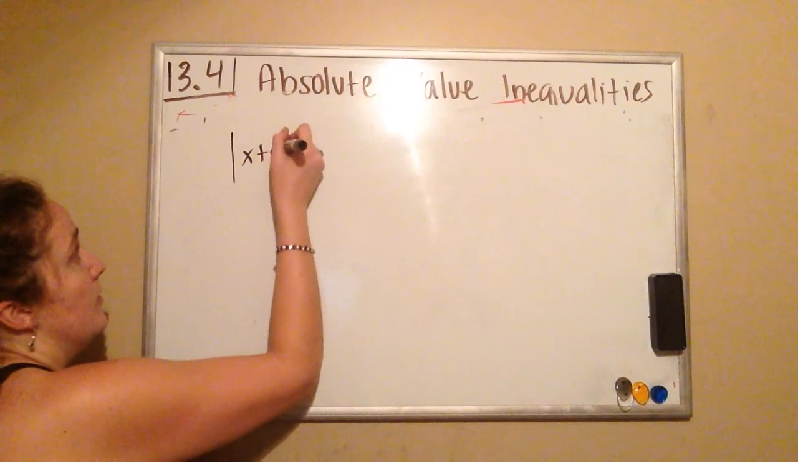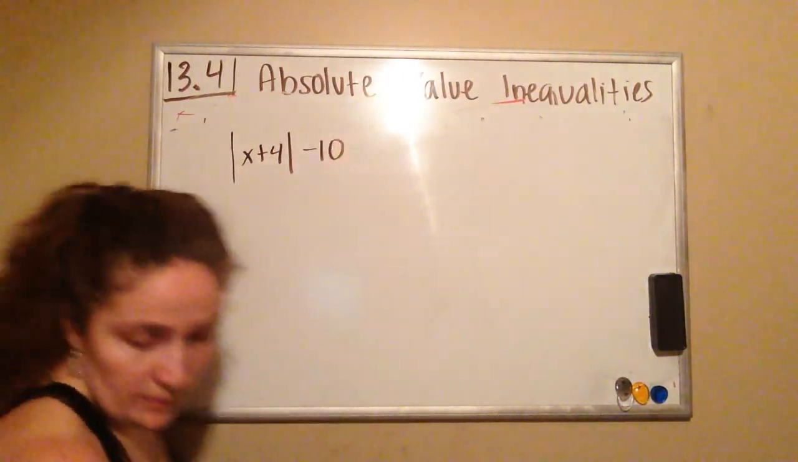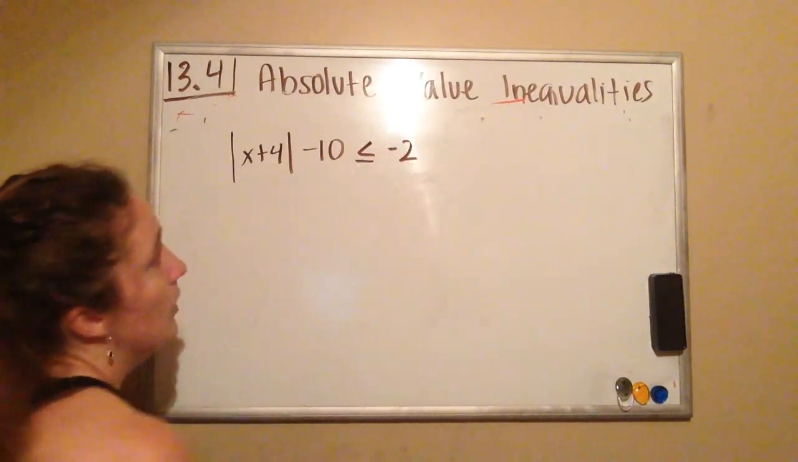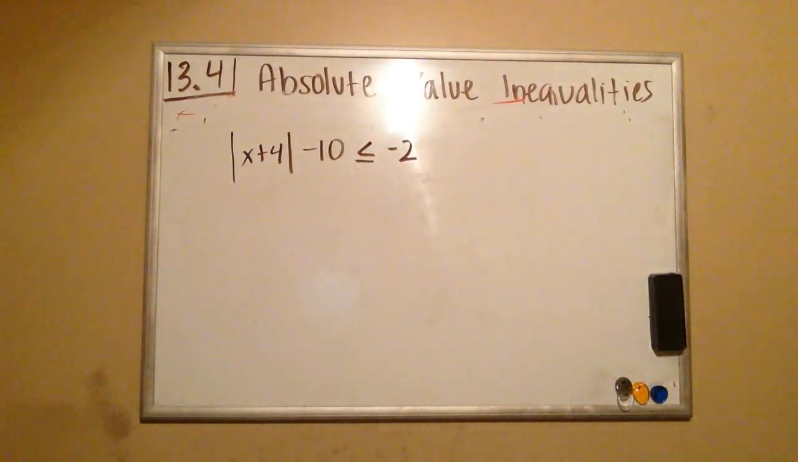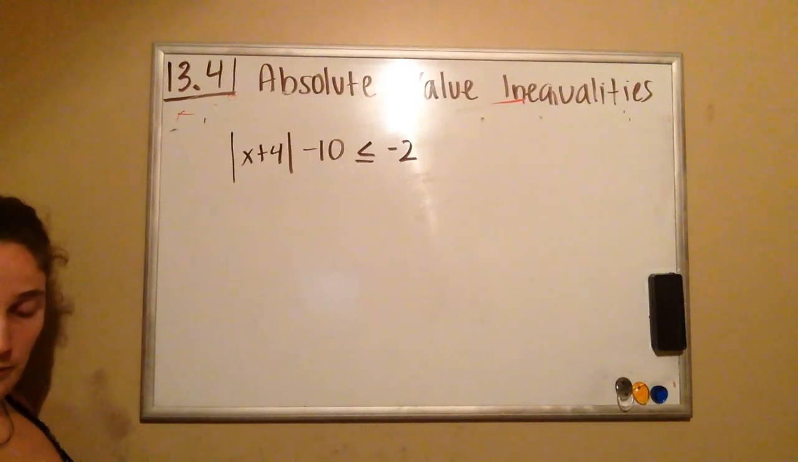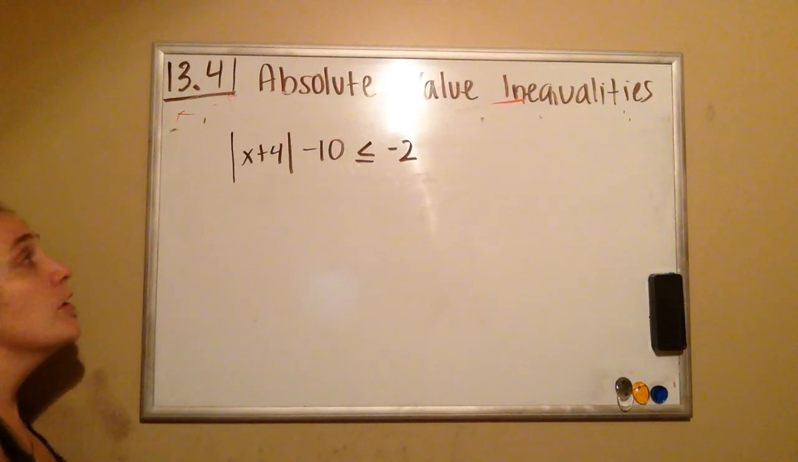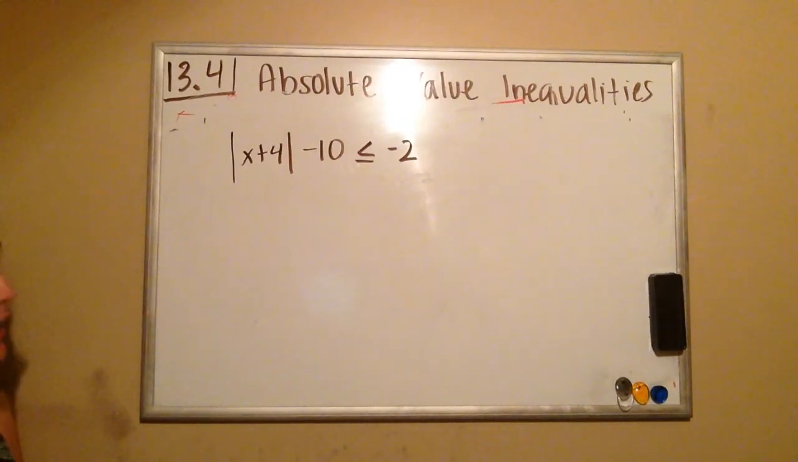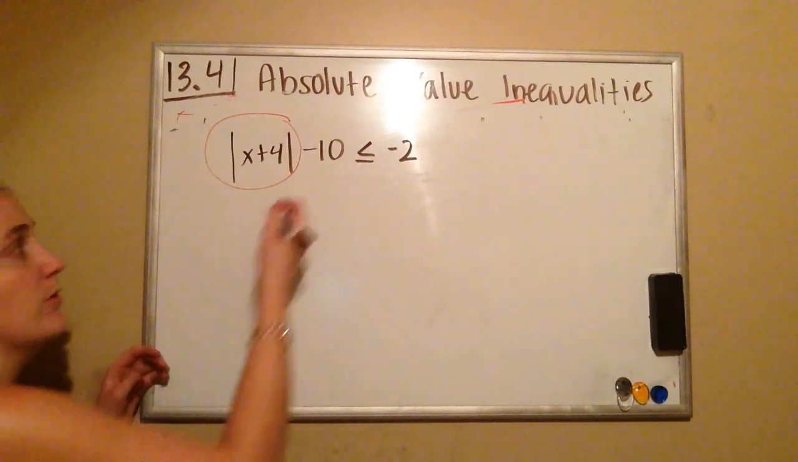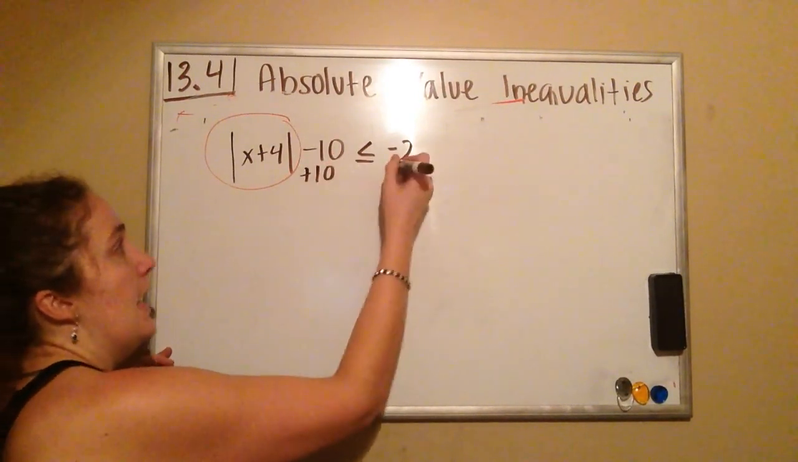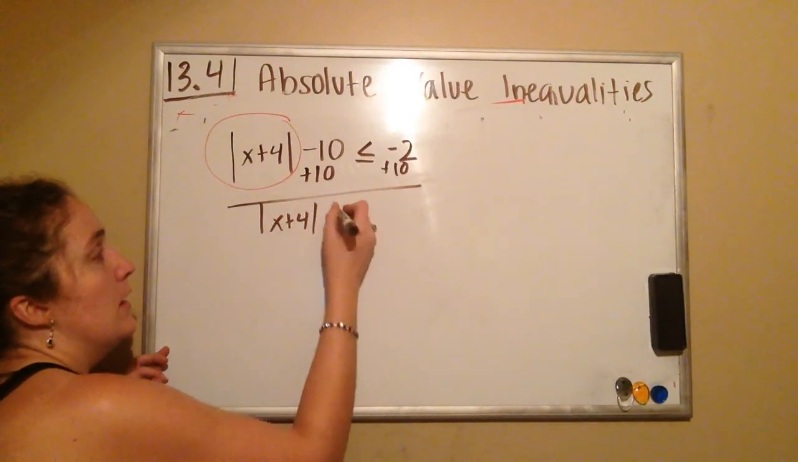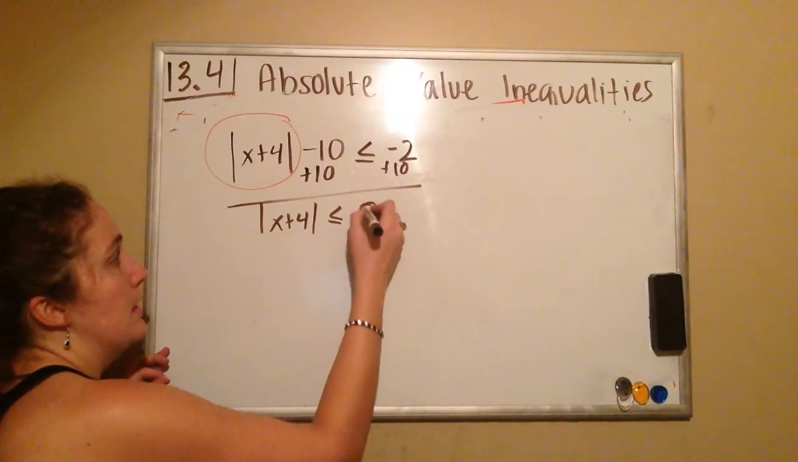Absolute value of x plus 4 minus 10 less than or equal to negative 2. Alright? Remember, we don't make any assumptions until we solve the whole thing out. So, for this case here, we need the absolute value to be isolated. So you guys should know how to do this. You can work it out on your own and skip through the video if you want. You add 10, right? Absolute value of x plus 4 less than or equal to 8.